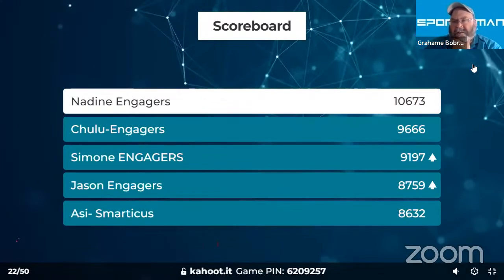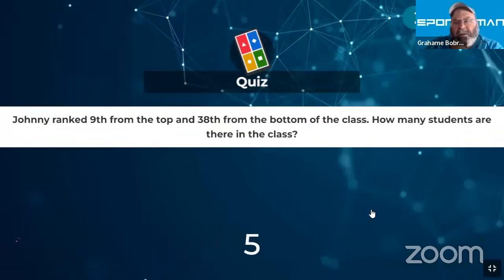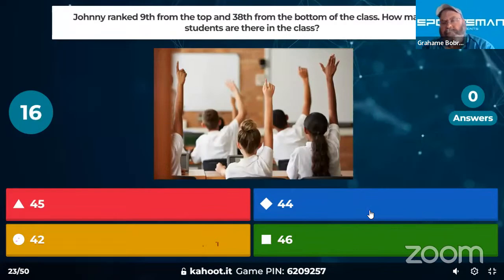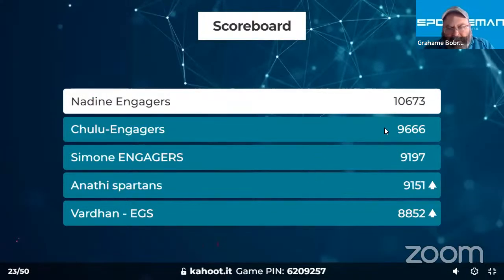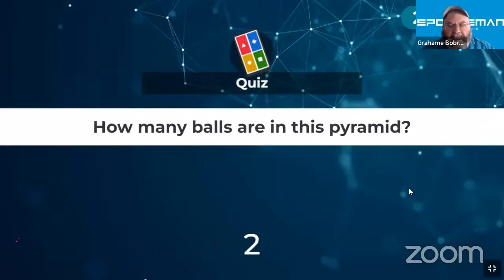Pretty much as you were. Next question. Johnny ranked 9th from the top and 38th from the bottom of the class. How many students are there in the class? 26 saying 46. That is the correct answer. Quite a toughie, but if you mathematically sat down and worked it out on paper, it's quite easy to do. Well done. Let's see if that changed anything. Pretty much as we were. Next question, number 24. How many balls are in this pyramid?